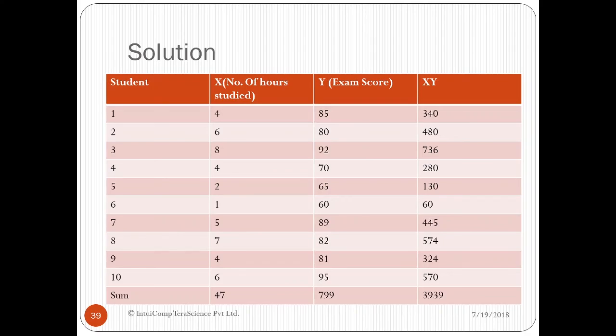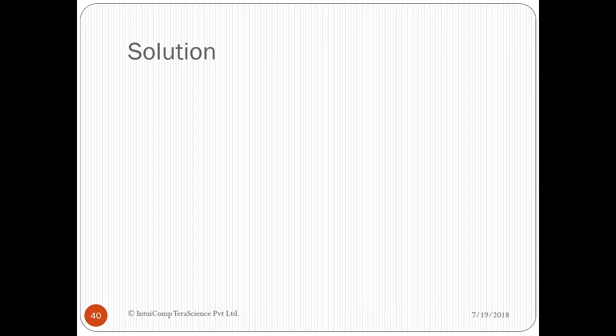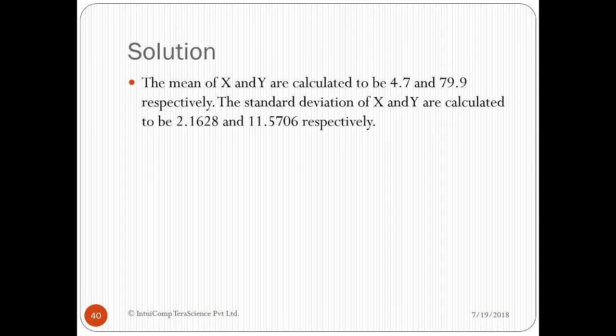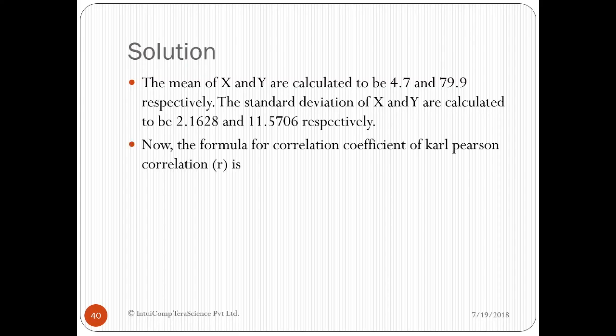To find the solution, first find the total of each variable and also the total of their product. The following information will be used to find the correlation coefficient. Find the mean of x and y by dividing their totals by 10 to get 4.7 and 79.9 respectively. Calculate the standard deviation of x and y to get 2.1628 and 11.5706 respectively.